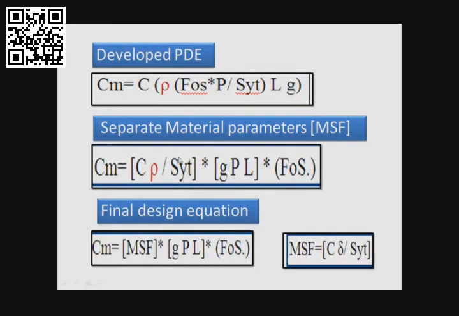So this parameter is called MSF, that is material separation parameters. MSF is equal to C into rho divided by SYT, or C into delta. Here, instead of rho, delta is used. Both are the same, both are used for density. So this MSF value we need to calculate for all the given materials.